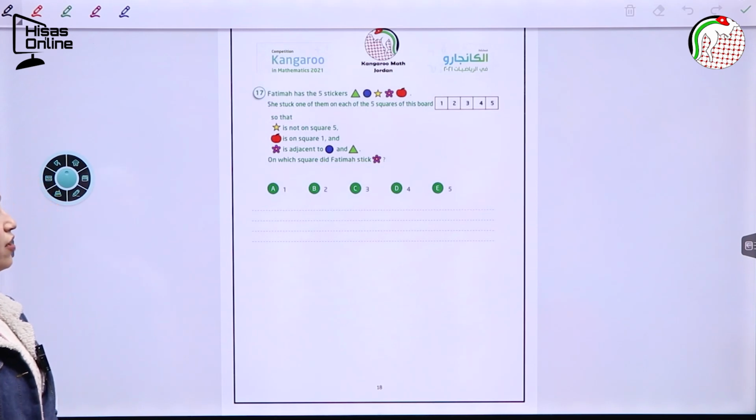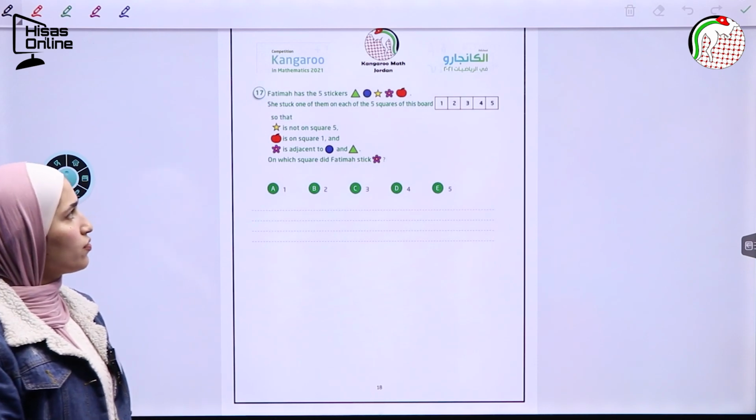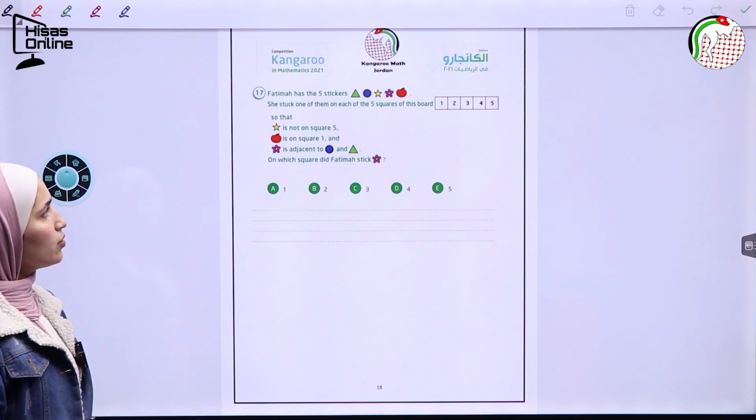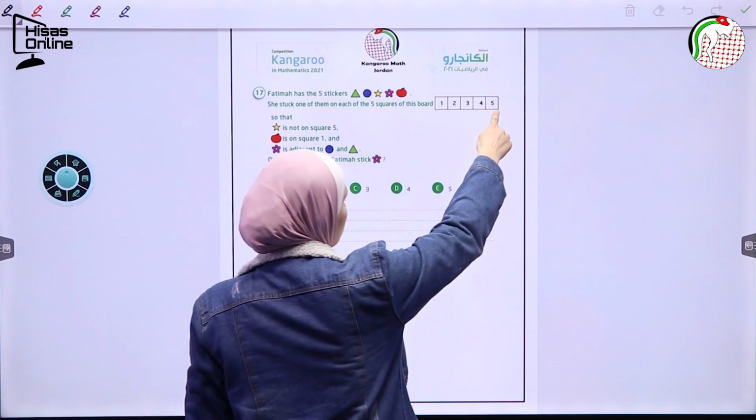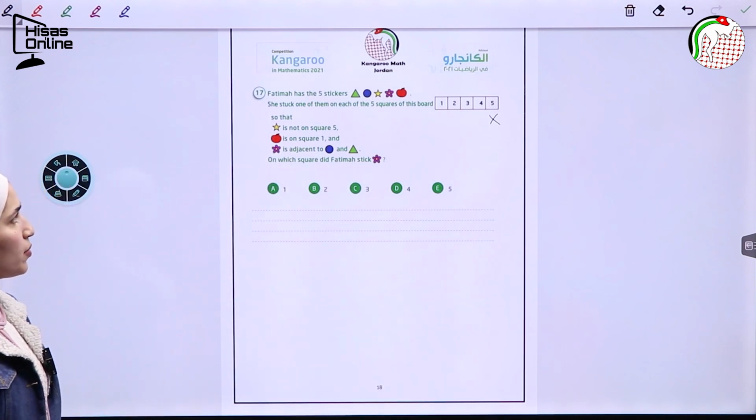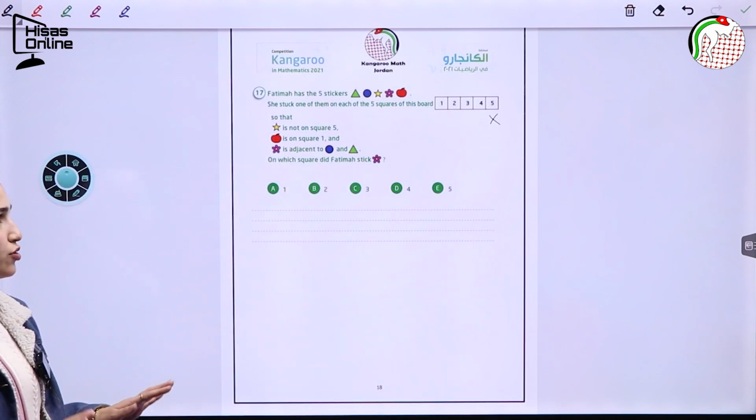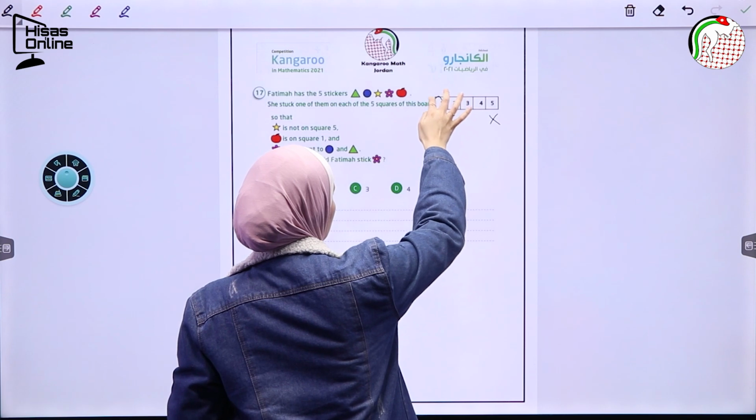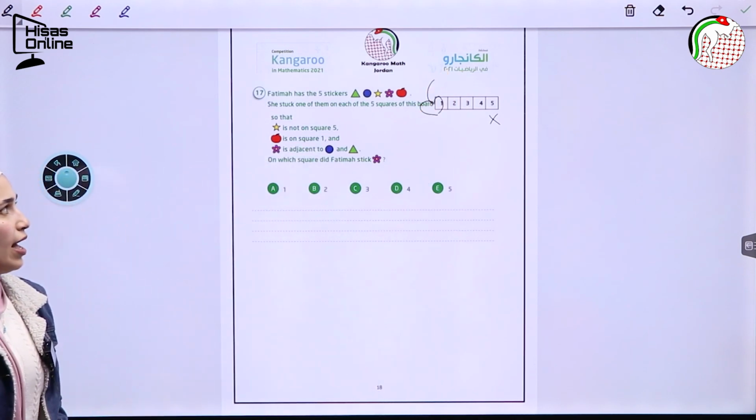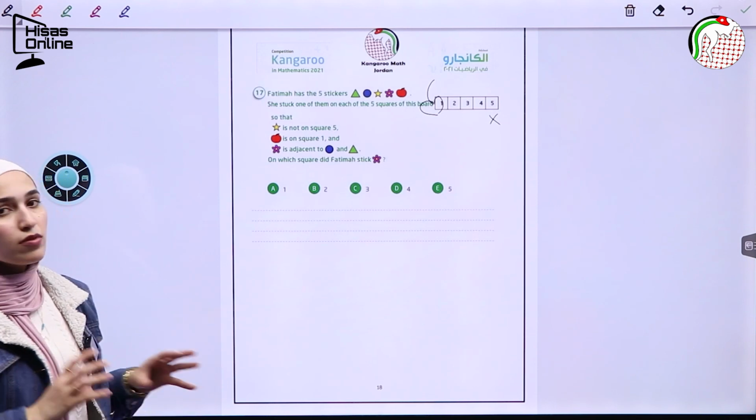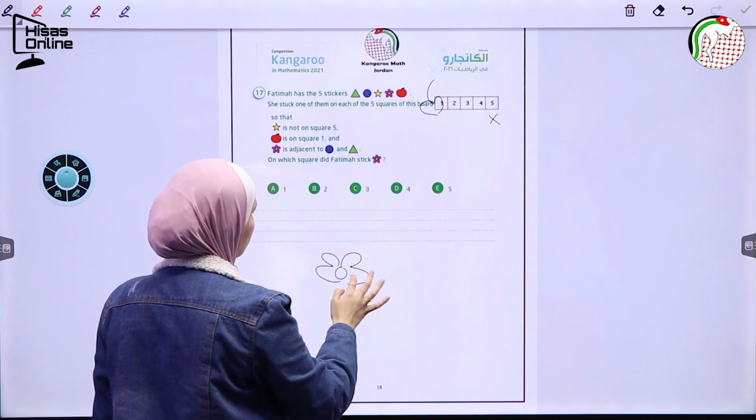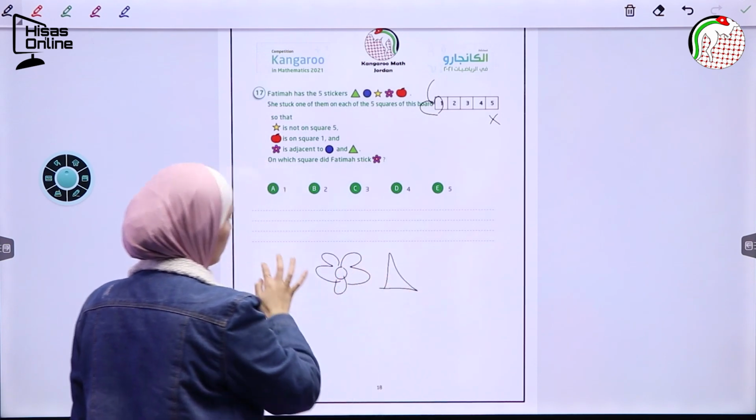Fatima has 5 stickers. She stuck one of them on each of the 5 squares of this board. 1, 2, 3, 4, 5. So the star is not on square 5. But the apple is on square 1. So she stuck the apple on square number 1. So the apple here. Okay? And the flower is adjacent to the circle and triangle. So the flower is between the triangle and the circle.